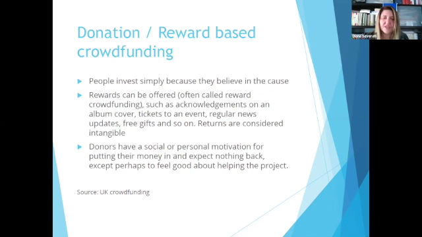Engagement and participation is the most important part of crowdfunding. It is not only about raising funds, because crowdfunding is made of crowd and funding. Crowd, a community, and funding, finance.